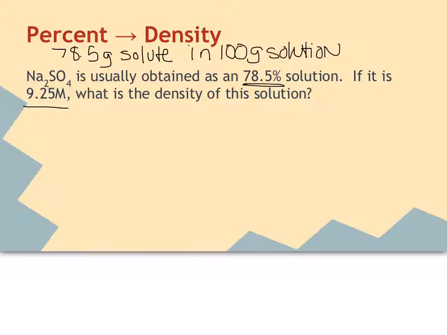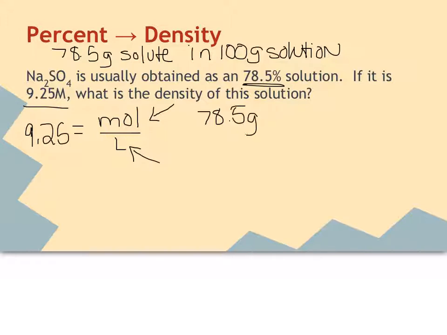Well, the deal is that we need to figure out the actual volume, because we have all these masses, okay? We have mass of solution, we have mass of solute, but I don't see any volume. So we have to use this 9.25 molar. So I have to use 9.25 equals moles over liters. Now liters is what we're looking for, okay? But mole we don't know.